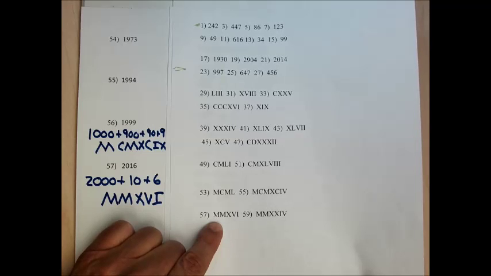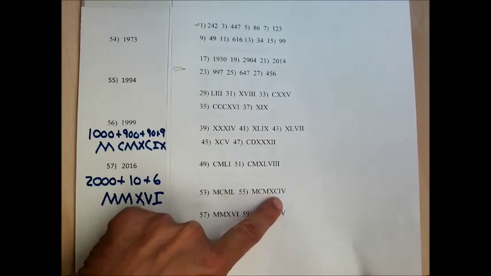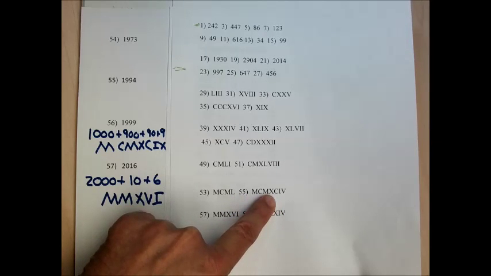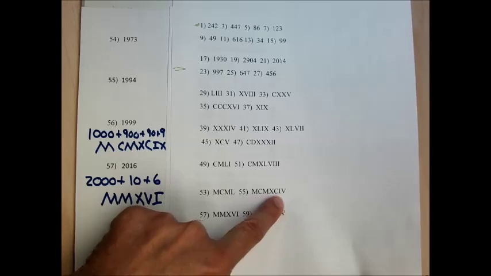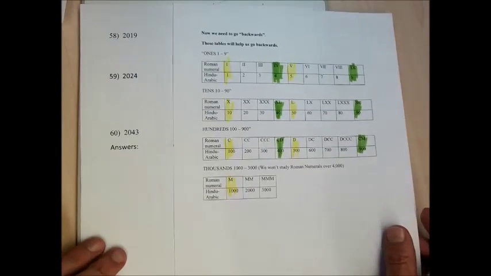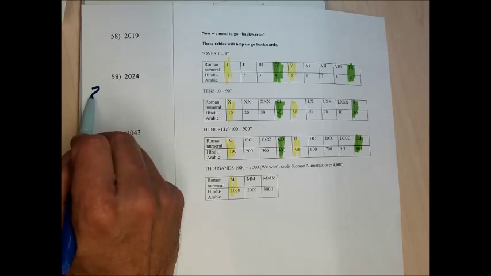And your problem 55, which should have been MCMXCIV. The M is 1000, the CM is the 900, the XC is the 90, and the IV is the 4. So one more problem of yours to do. I might as well just do it with you so we can just be done with the section. So for 59, if you pause the video, it would be great. If not, you can just watch.